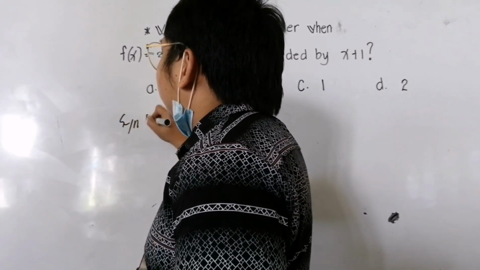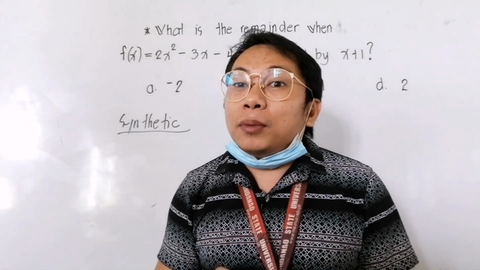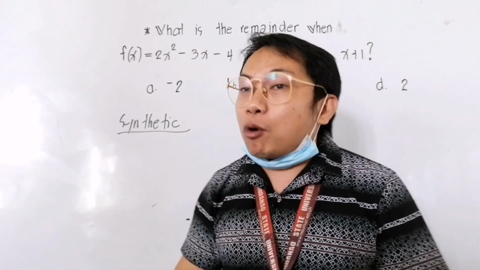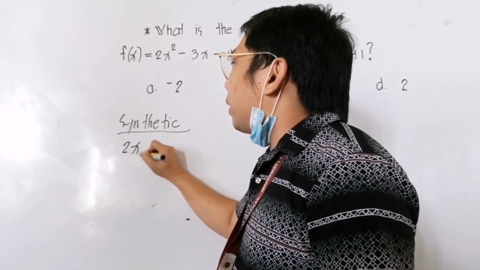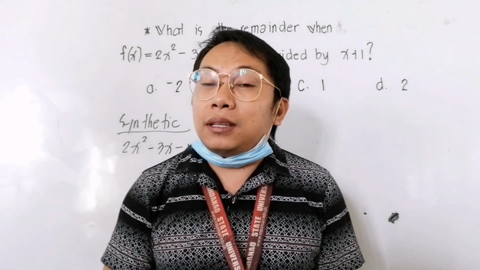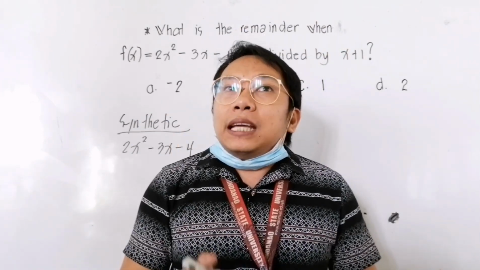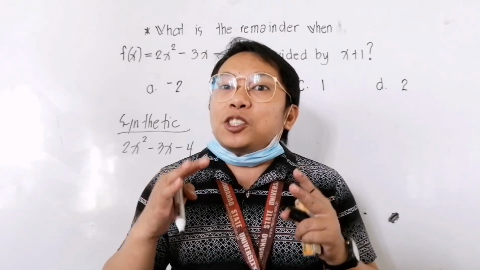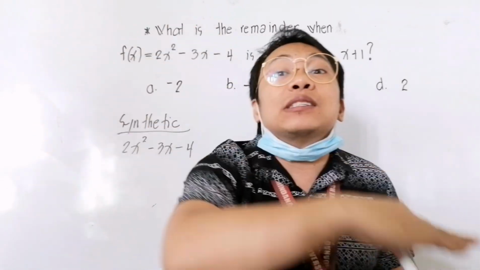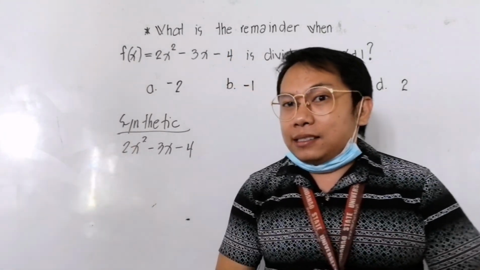In synthetic division, of course, see to it that your given polynomial function is written in standard form. If it is not, write it first in standard form. So the given polynomial function, 2x squared minus 3x minus 4, is already in its standard form. How will you know that the given polynomial function is in its standard form? It is in its standard form if the exponent is in decreasing order, meaning from the highest exponent to the constant. So you have here 2x squared minus 3x minus 4 written in standard form.